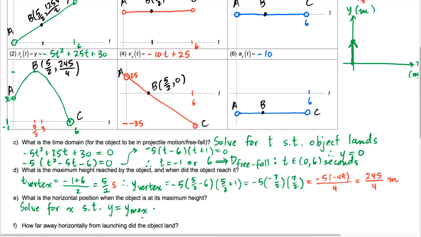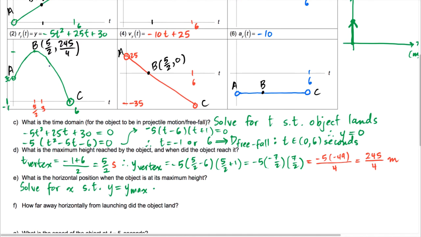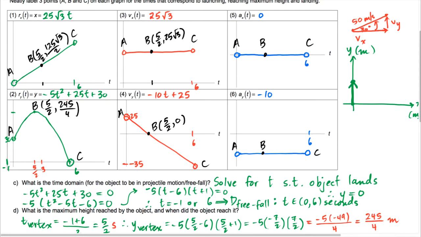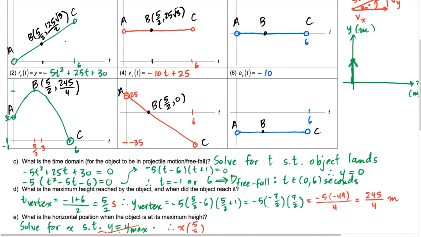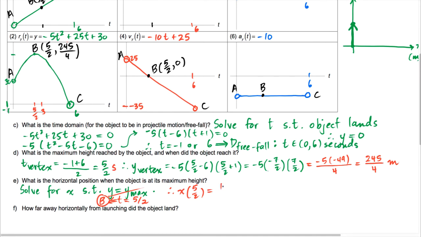So we're going to take a look at the y max as being this y value, but the time that it corresponds with is 5 over 2. So another way of saying this is to solve for x when time is equal to 5 over 2. And therefore x at 5 over 2, well, we know that time 5 over 2 corresponds with point B, and we happen to already label point B on that x graph. So the answer we're looking for is 125 root 3 all over 2. And the units for x is in meters.